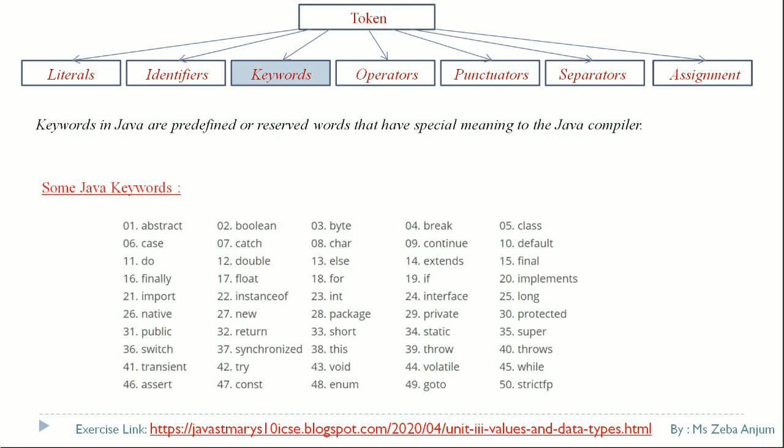Let us have a look at them. Abstract, case, do, finally, import, new, and so on. Over here we have given 50 examples of Java keywords. We have more than 50, but for the time being, let us see only these. So all these keywords have some special meaning, and we cannot use these keywords for naming an identifier over there.